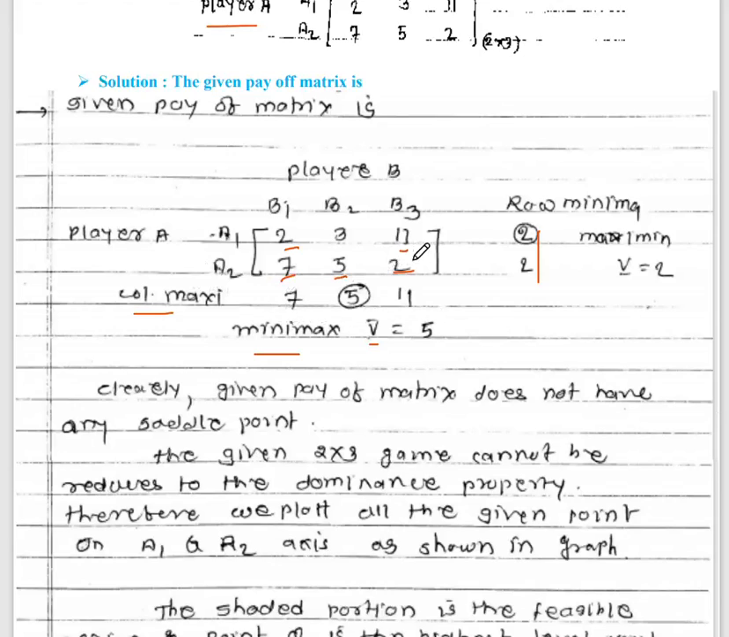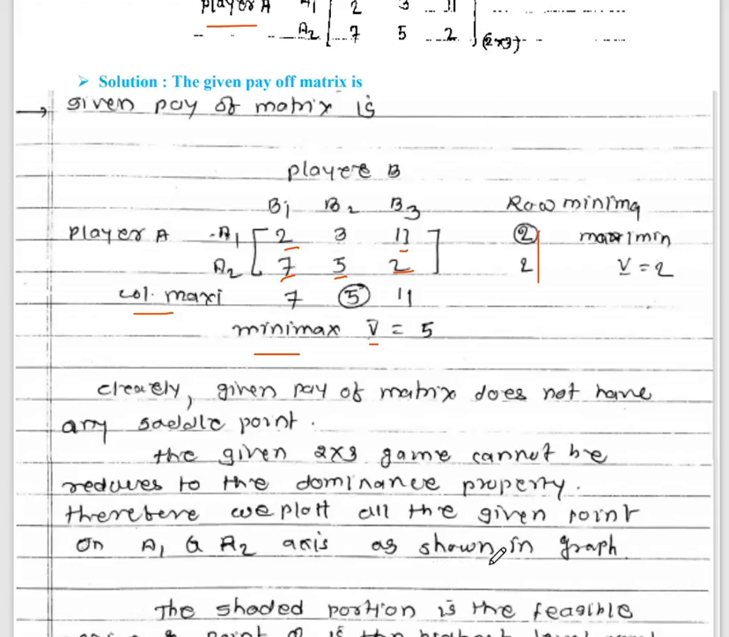If you check here, the dominance property cannot reduce this 2 by 3 pair of matrix into a 2 by 2 pair of matrix. So here the dominance property fails. Then we will solve this problem by using the graphical method.